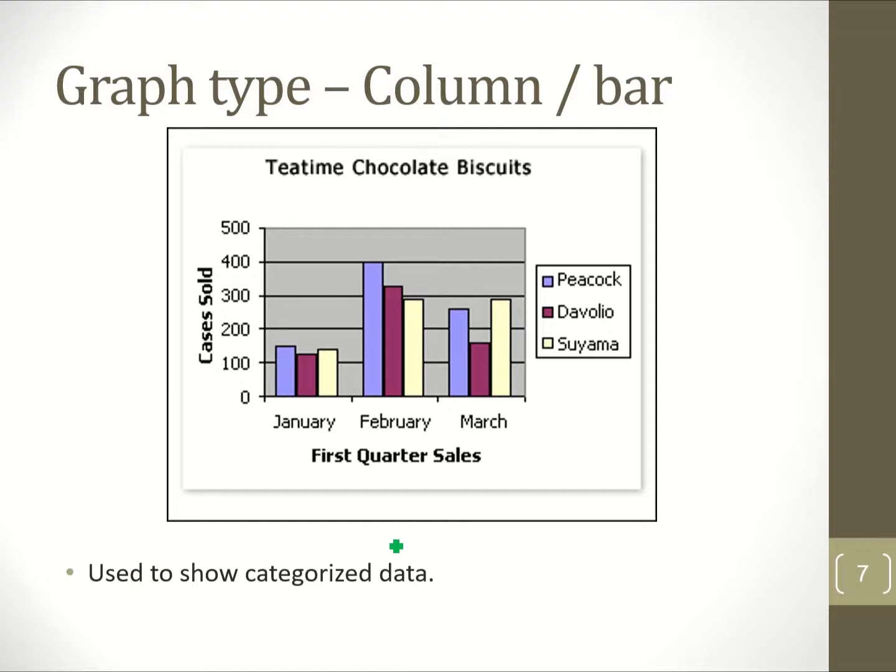If we look at this, this is an example of some Tea Time Chocolate Biscuits Company looking at their first quarter sales results. And we see cases sold, and we have a legend which indicates the different people within the company and how they did in January, February, and March. It kind of gives us a comparison of each person to each other. So it shows some categorized data, and we can compare each person in each of the months. Notice there's no name or date. That would be bad. We need to make sure that all graphs have names and dates.